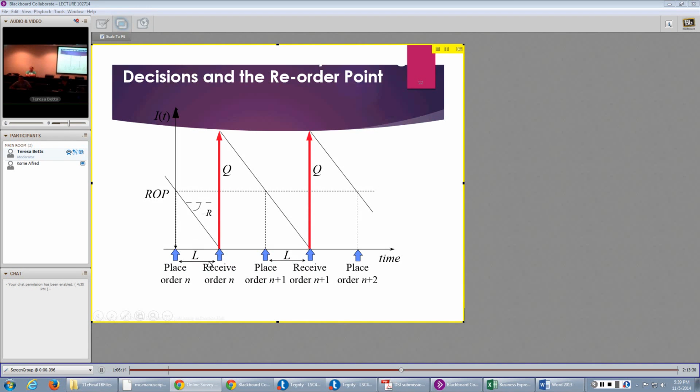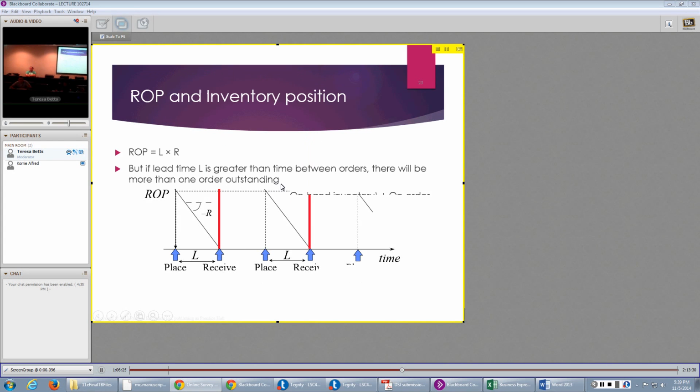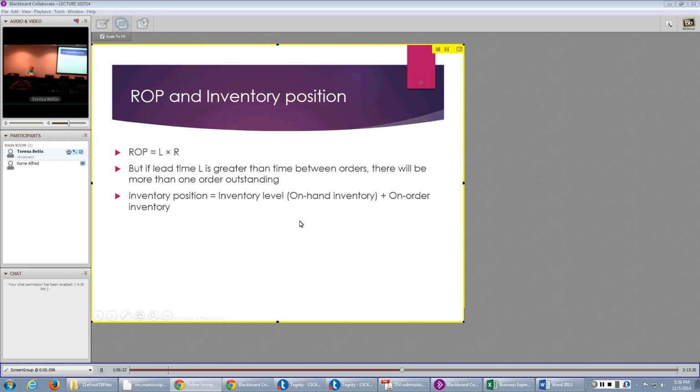So basically, if you know what your demand is and it's consistent, you can back up and say, if it's so much per day, then I'm going to place the order. It's going to come in perfectly, and we're going to go from there. Okay? So our reorder point is our lead time times our demand. But if lead time is greater than time between orders, there's going to be more than one order outstanding. I don't think that's a huge deal in terms of what we're going to look at.